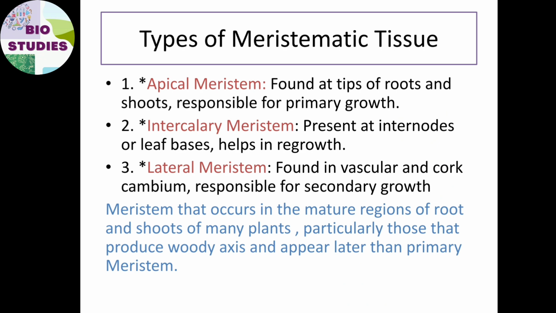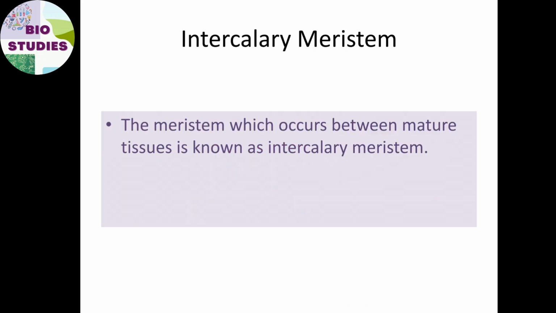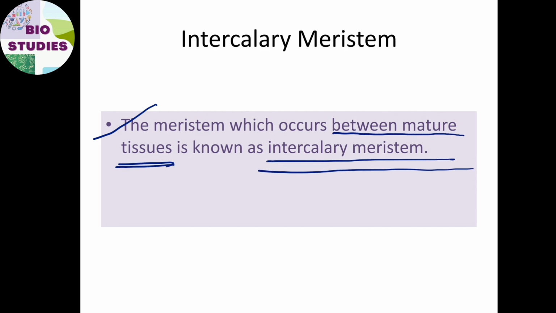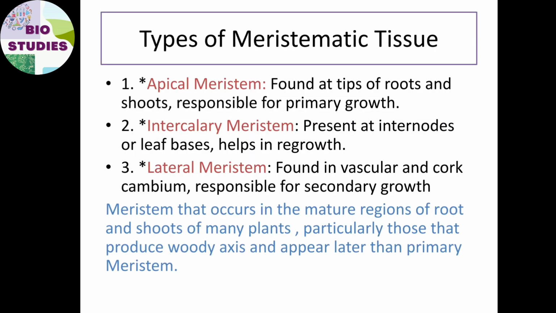Next meristematic tissue type is intercalary meristem. Intercalary meristem is the meristem which occurs between the mature tissues. Here you can see it is present at internodes. Internodes are the region between two nodes or leaf bases, which helps in regrowth. It is a very important point.